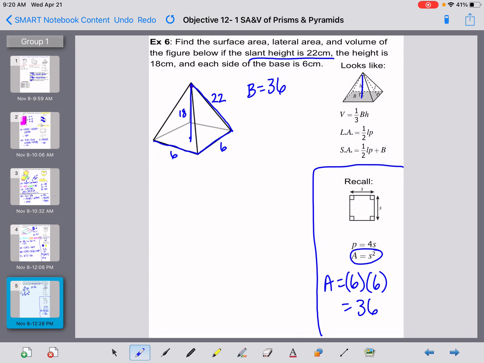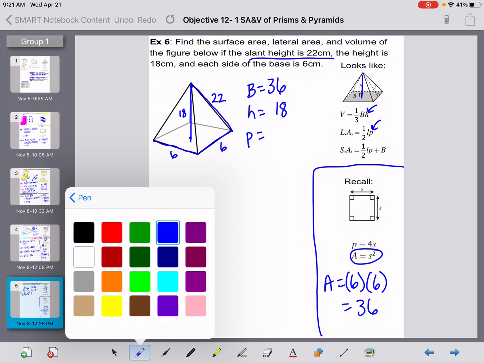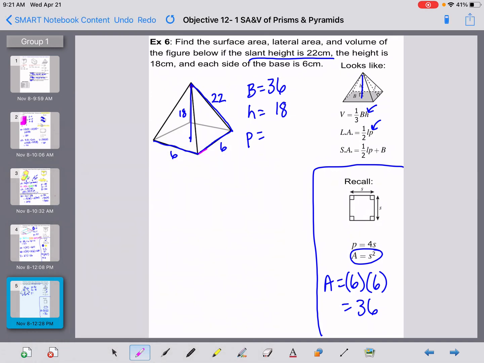What do I need now? I need this H, which is the height in the middle, and that's 18. I need this P. P is perimeter. So in this example, we're going to add all of these 6's together, and I'm going to change their color. So all of these 6's, and how many of these 6's do we have? We have 4.